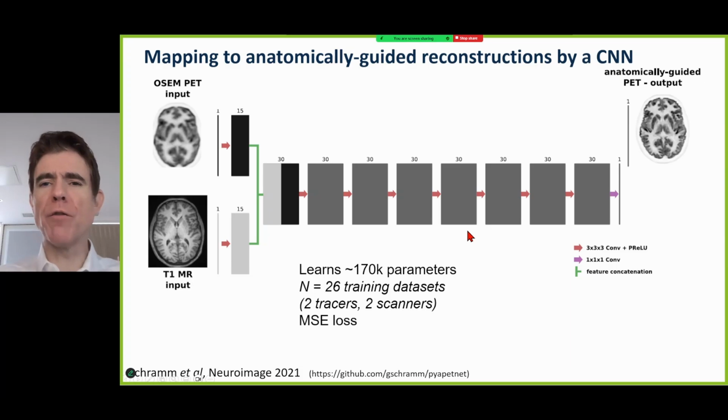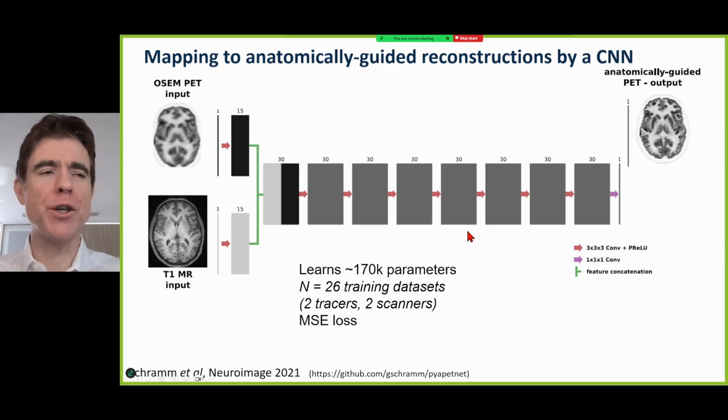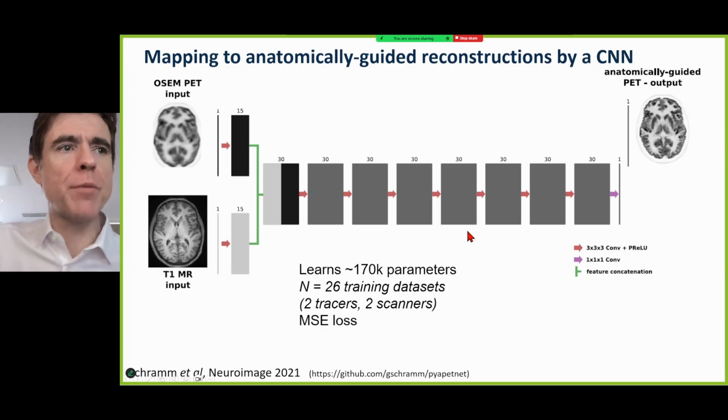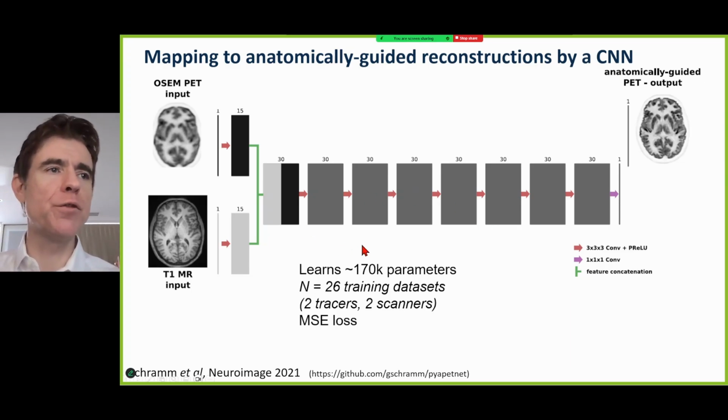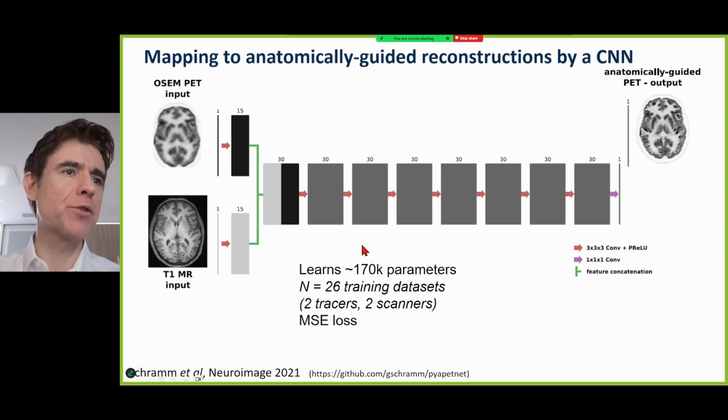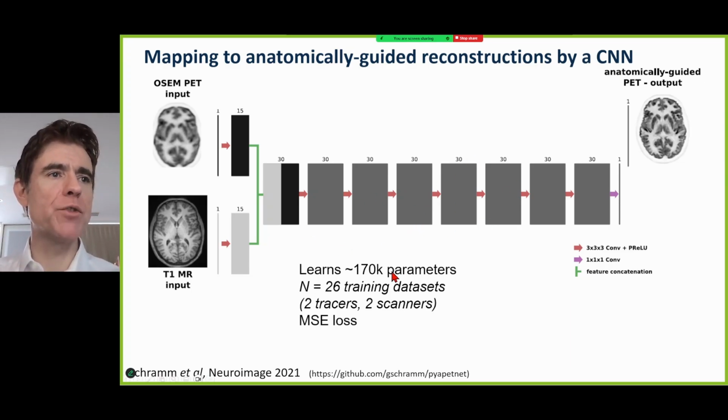And so there, rather than the simple examples I've been going through earlier of just 9 or 25 parameters, here with a CNN you can often be dealing with 170,000, even millions of trainable parameters. Here they only had 26 training data sets. I'd have to look at exactly how many subjects were involved in that, looking at different tracers, different scanners, and using a simple mean square error loss.